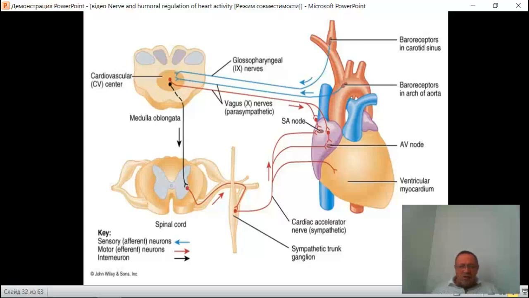The scheme of movement of impulses from cardiovascular centers you can see here. Effects go through the medulla oblongata and spinal cord and through different parts of the autonomic nervous system, vagus and parasympathetic and sympathetic influences.